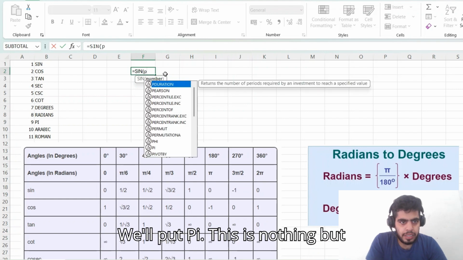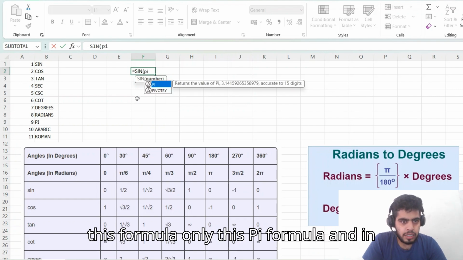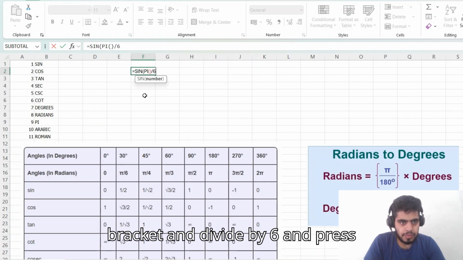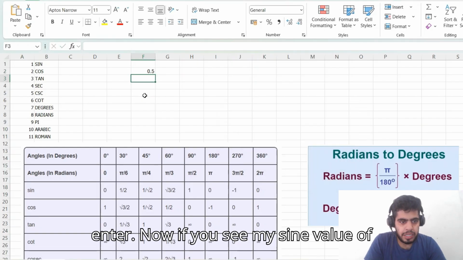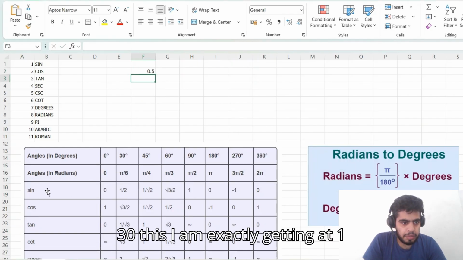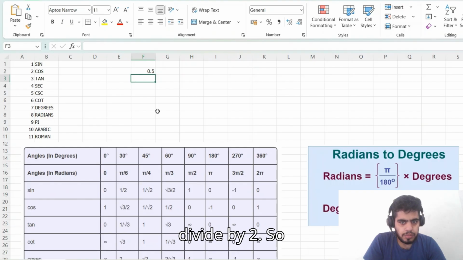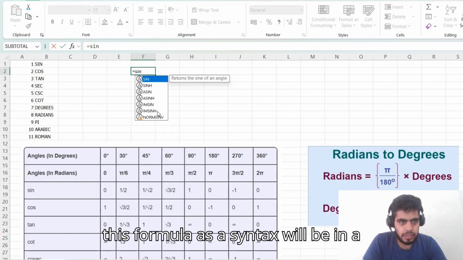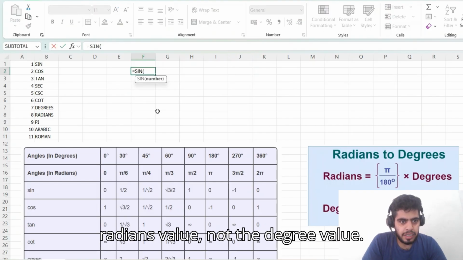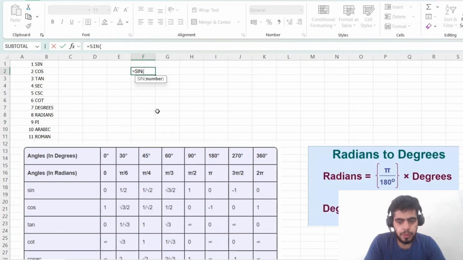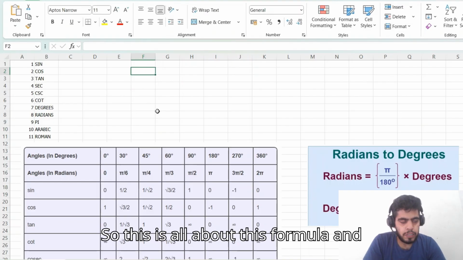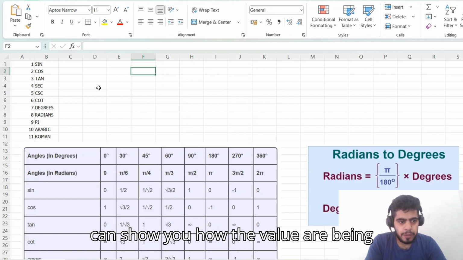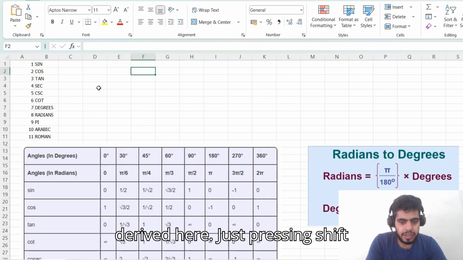We'll put the pi formula, close the bracket, divide by 6 and press enter. Now if you see, my sine value of 30, I am exactly getting as 1 divided by 2. So whatever value we give in this formula as syntax will be a radians value, not the degree value. So this is all about this formula.